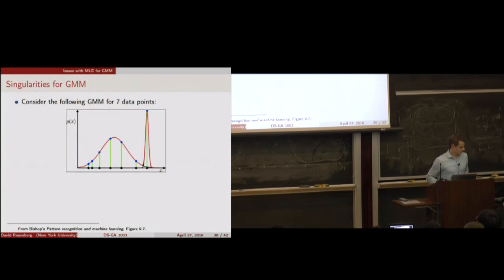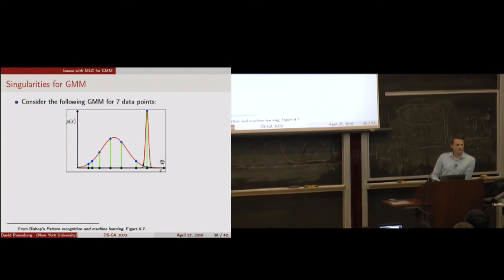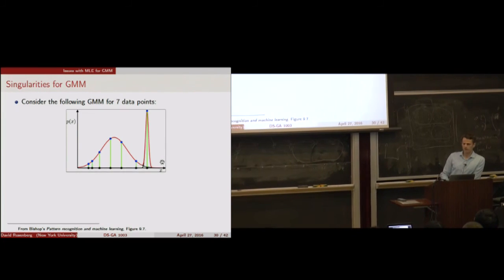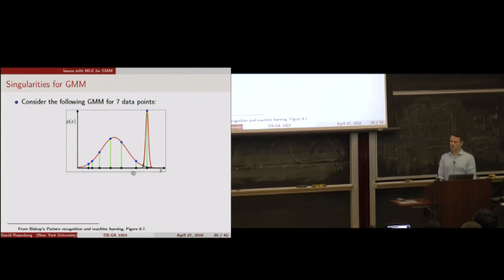All right, here's a more interesting issue. This is something that we've kind of discussed before, but consider this data set and a mixture of two Gaussians. So I claim you can always get a likelihood that goes to infinity, which is kind of sad. Do you see how?